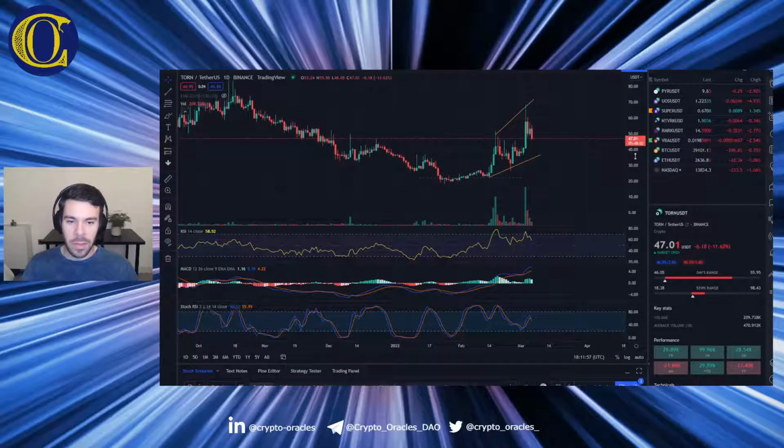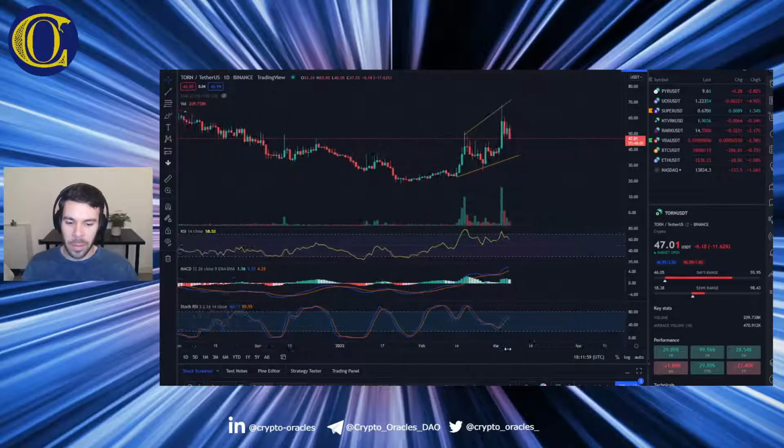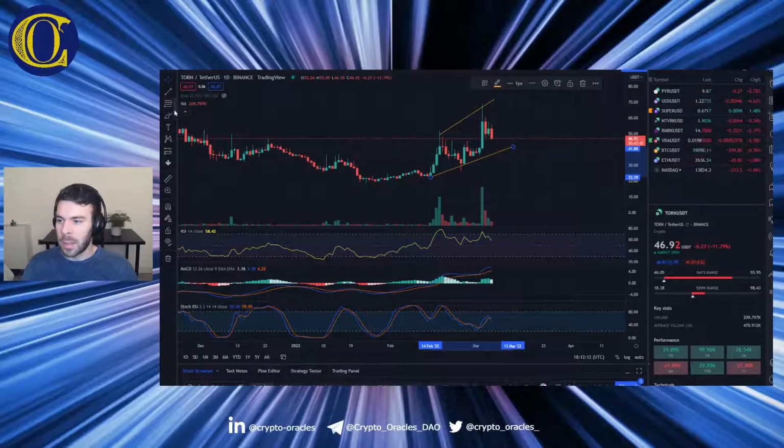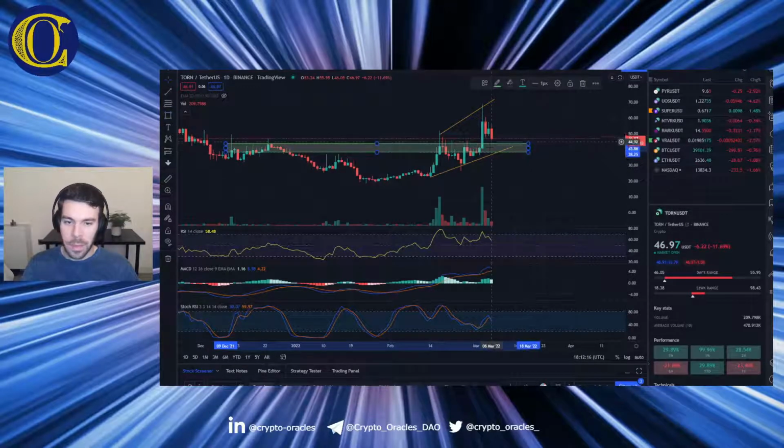So if you're interested in this right now, I would say wait for confirmation. Wait for the stochastic RSI to fall a little bit further, wait for the RSI to maybe reach a 53 level, and wait for the price to drop at least closer to this trend line. Most likely we'll find support in this zone. So a possible entry would be at around $40 to $42.